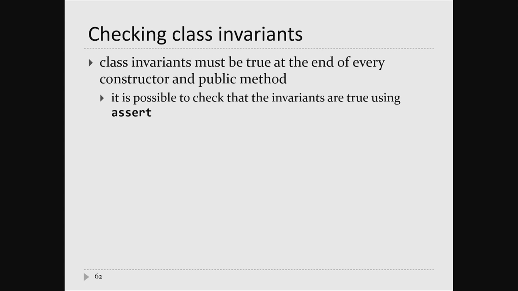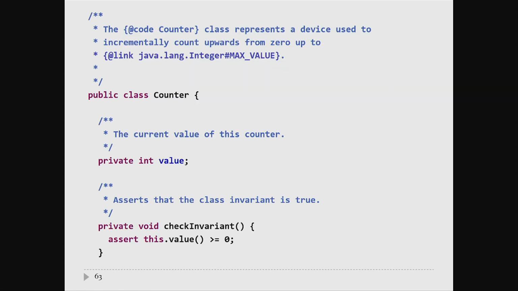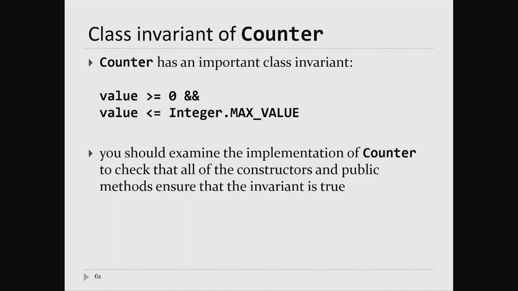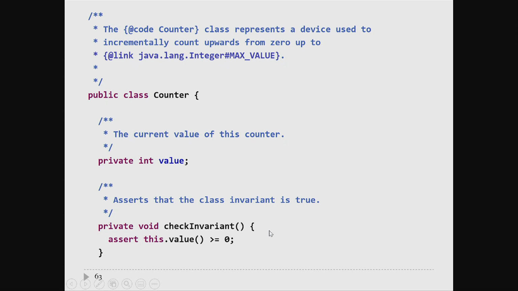But if you have a private method, you're calling it from somewhere else, so you're probably calling it from a public method somewhere. And so the public method, when it finishes running, has to ensure that the invariants are true. Again, you can check your invariants using assert. So here's your counter class. Now, I don't want to manually write this in every time, so I'm just going to make a method that does that for me.